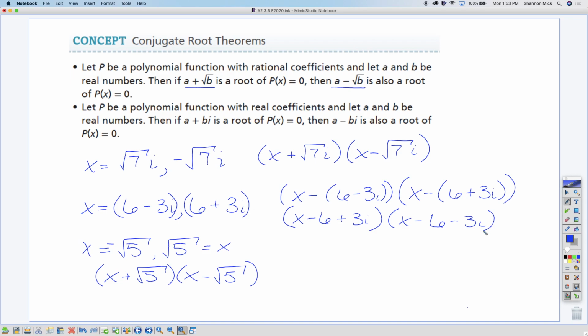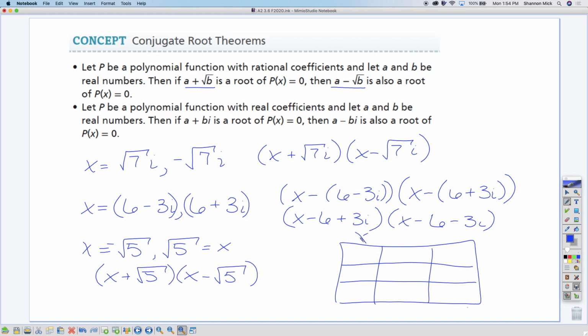Okay. And then how would I get the polynomial from the factors? I would do what with these two things? I'd multiply them out, yes? This is the only time I like to use the box.